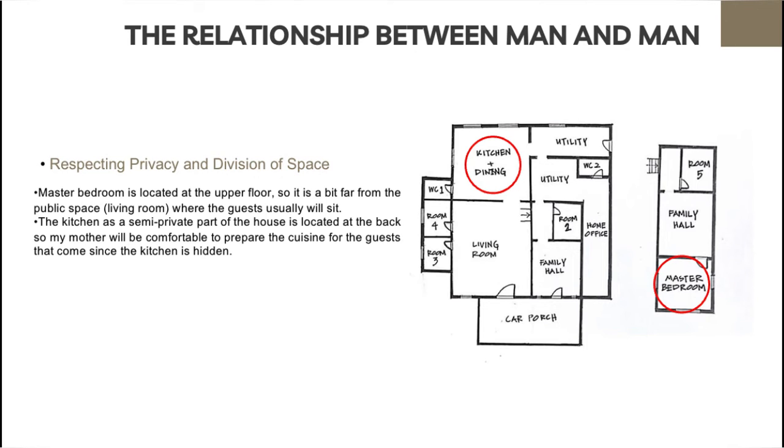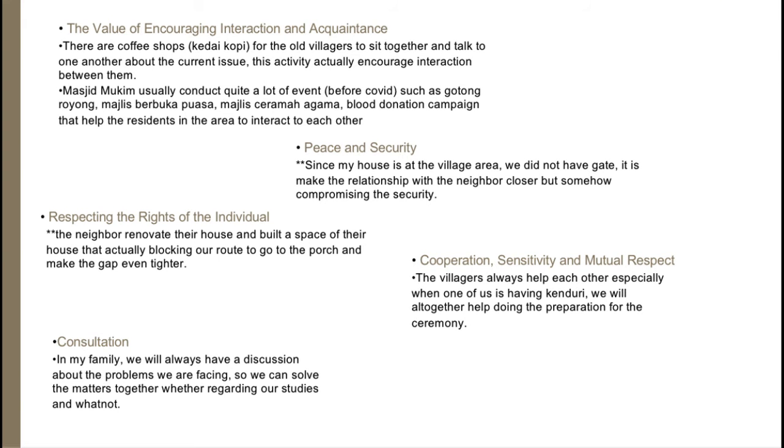The next one, the kitchen as a semi-private part of the house, is located at the back, so my mother will be comfortable preparing food for the guests that come since the kitchen is a bit hidden. Next principle is the value of encouraging interaction and acquaintance.